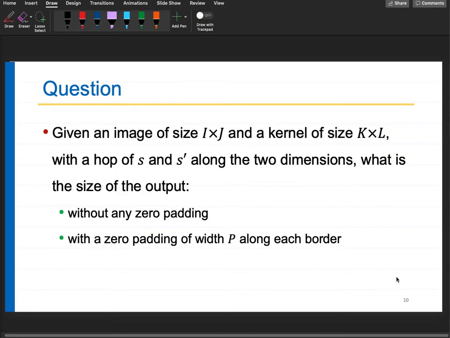Now this is everything in general terms. Given an image of size I cross J and a kernel of size K cross L with hop sizes of S and S dash along the two dimensions, basically in this direction it is S, in this direction it is S dash, what is the size of the output without any zero padding? And what is the size of the output when a zero padding of width P along each border is used? Which means you add P rows of zeros on each border.